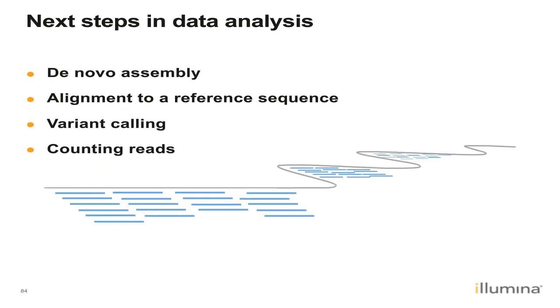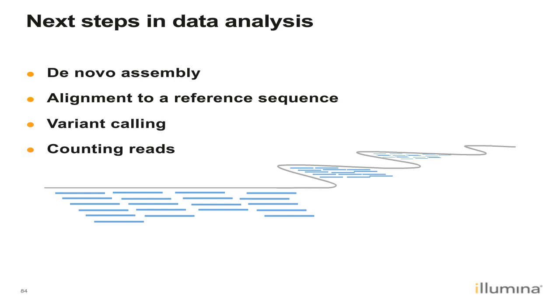Now, we can further analyze the FASTQ files. The downstream analysis will depend on how we want to apply the data. We might want to do de novo assembly for a genome that was sequenced for the first time. For resequencing, we'll align the reads to a reference sequence, like a reference genome.